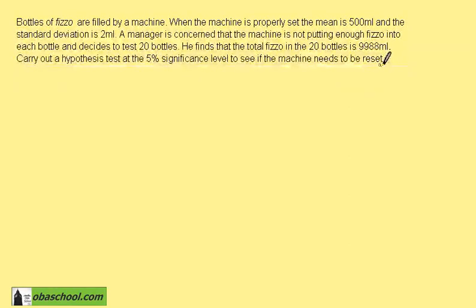9,988 milliliters. We want to carry out a hypothesis test at the 5% significance level to see if the machine needs to be reset.